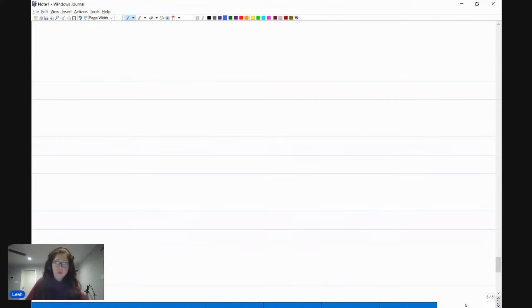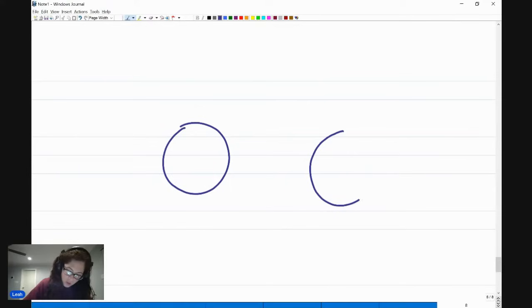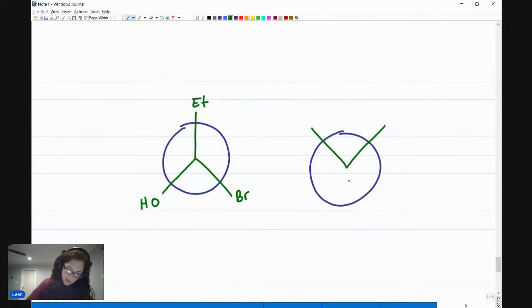No, so reactions will be in part 2. But what I will show you today is this one right here. For this problem, we want to find the relationship between the 2 molecules as follows. For the first one, I have an ethyl, a bromine, and an OH. For the second one, I also have an ethyl, a bromine, and an OH. And then in the back, I just have hydrogens.